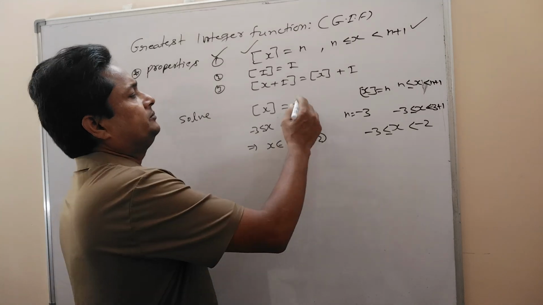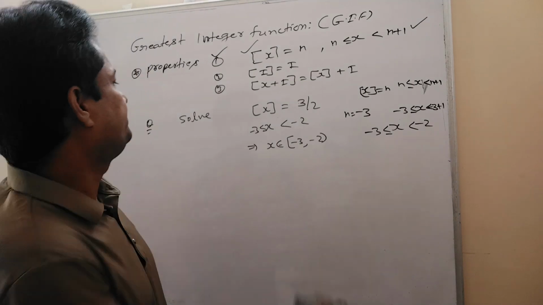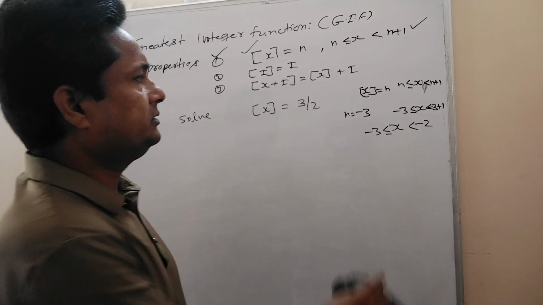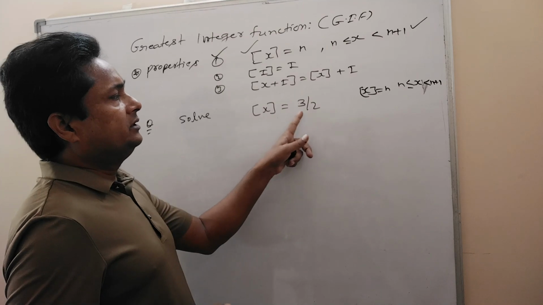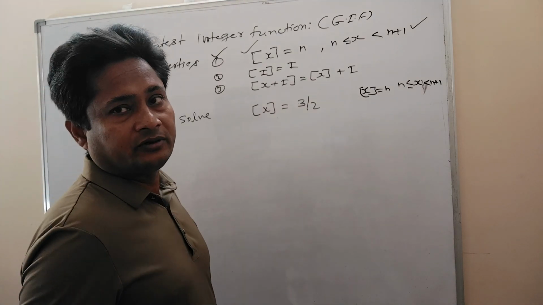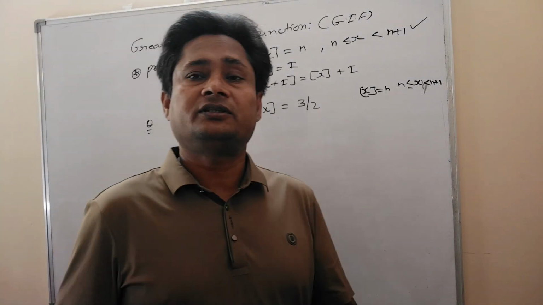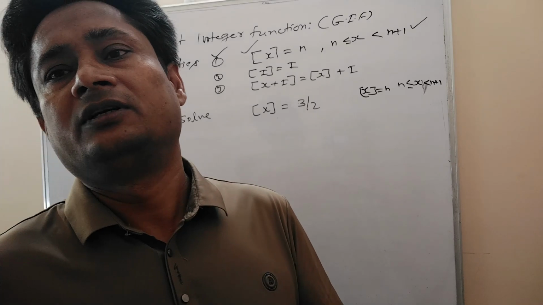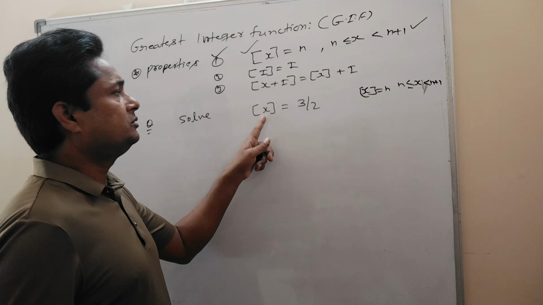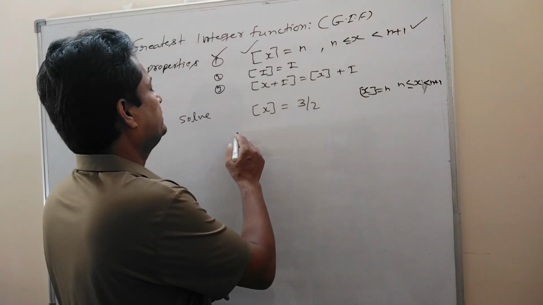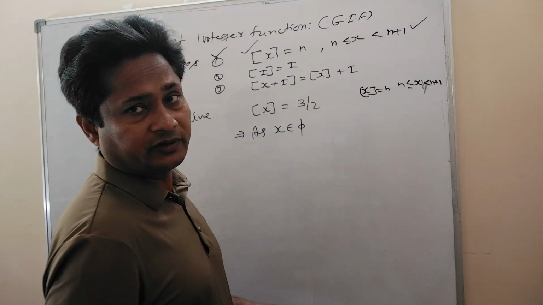Now if I say solve this question, then what will be your answer? In this case, greatest integer of x is equal to 3/2. Then what will be your answer? By the definition, I told that greatest integer function can never give fractional value. That means greatest integer function always gives integer value. So no value of x in this case. So the answer is x belongs to the empty set. No such value.